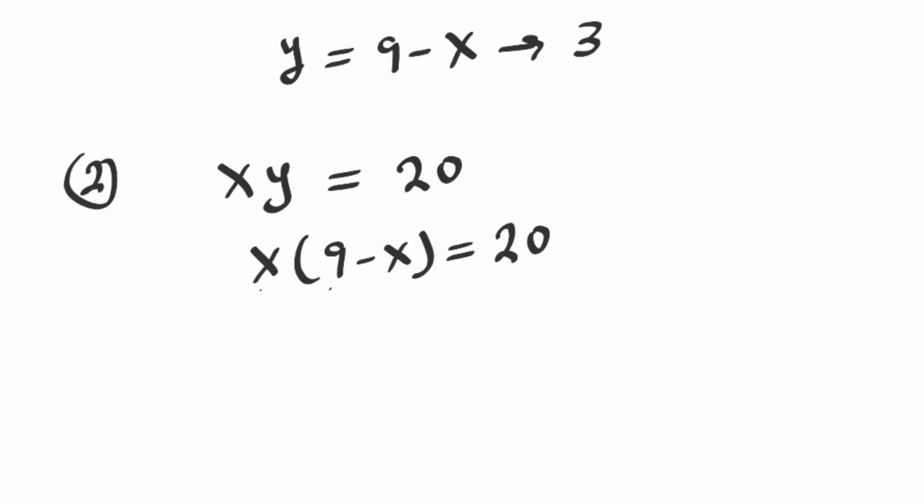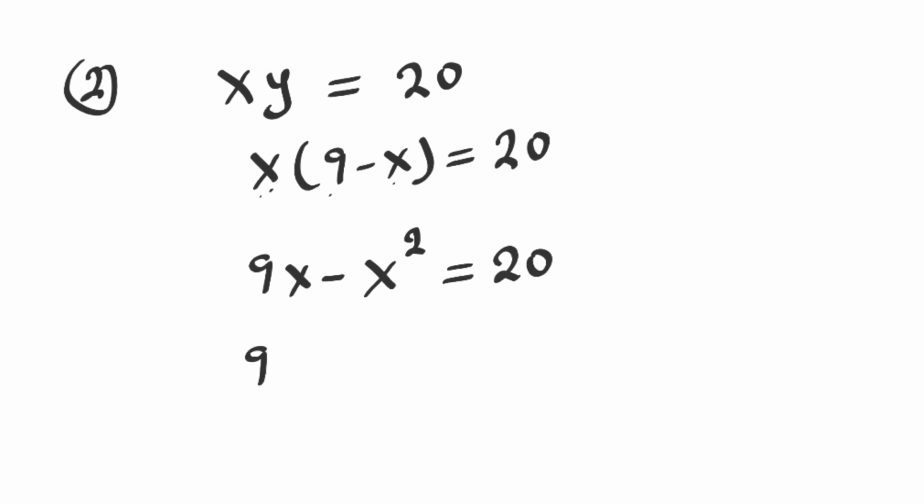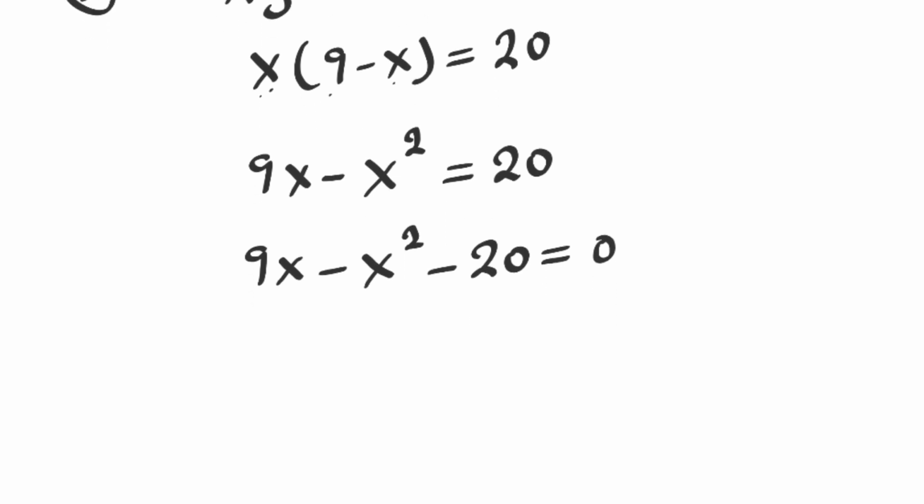x multiplied by 9, 9x, minus x multiplied by x, minus x squared, is equal to 20. 9x minus x squared minus 20 is equal to 0 if you equate everything to 0. Let us put this in standard form.